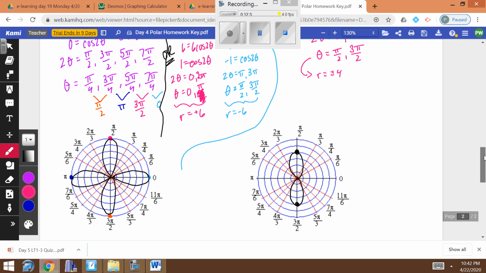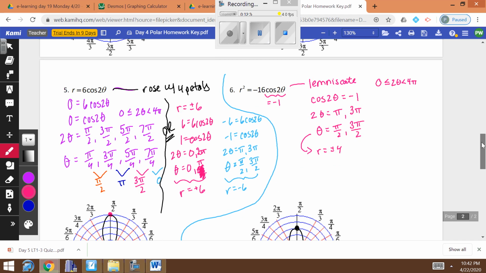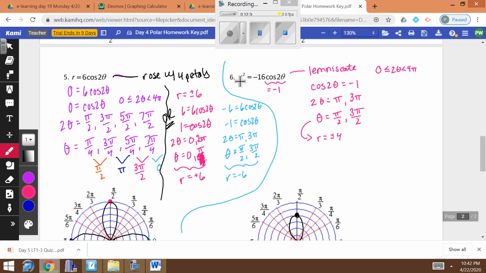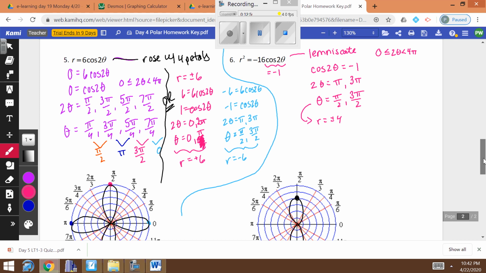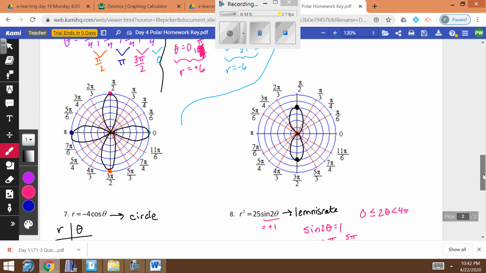All right, so we've got another one of our lemniscates here because we know it had that r squared. Cosine of 2 theta has to equal -1 because a negative times a negative is the only way we're going to get the positive here. So we get at pi over 2 and 3 pi over 2 are where our 2 petals are going to end up there. And again, they are a distance of 4 away from the pole.